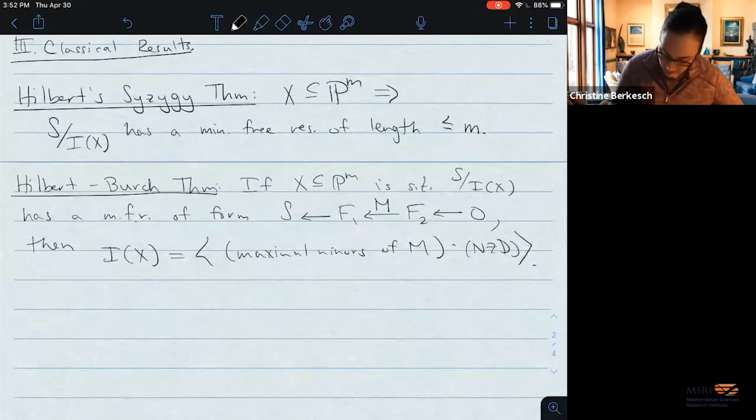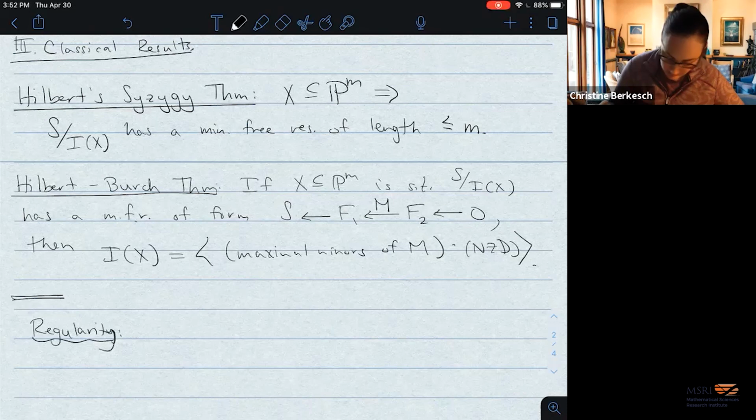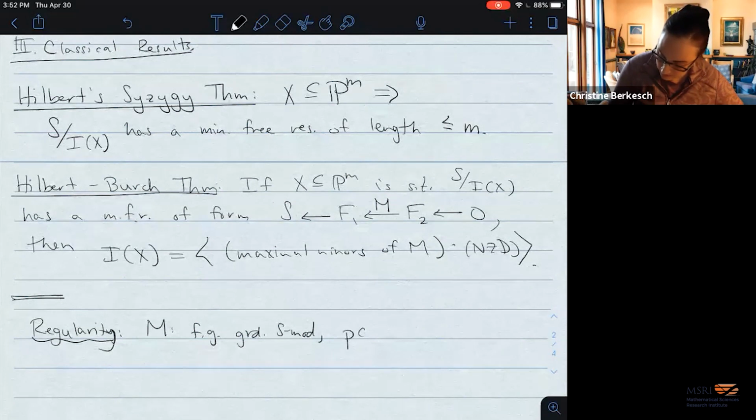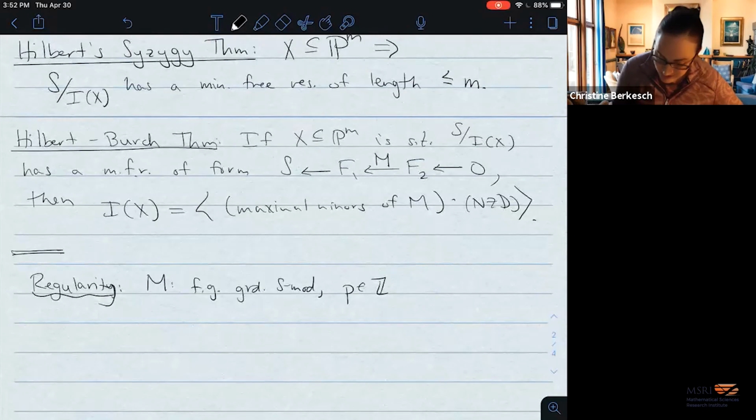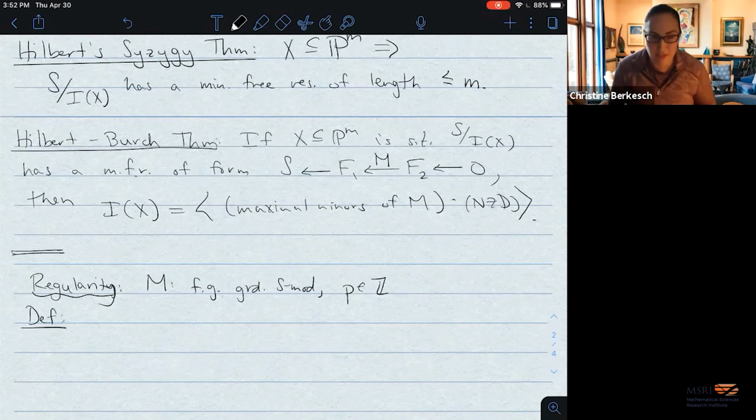Let me give you one more classical result here. And what we need is slightly newer. We need a few more definition recalls here. So let's look at regularity for just a moment. Sticking with M being some finitely generated graded S module, and I'll pick some integer P, then I'm going to use a different definition of regularity than Mike used last week.